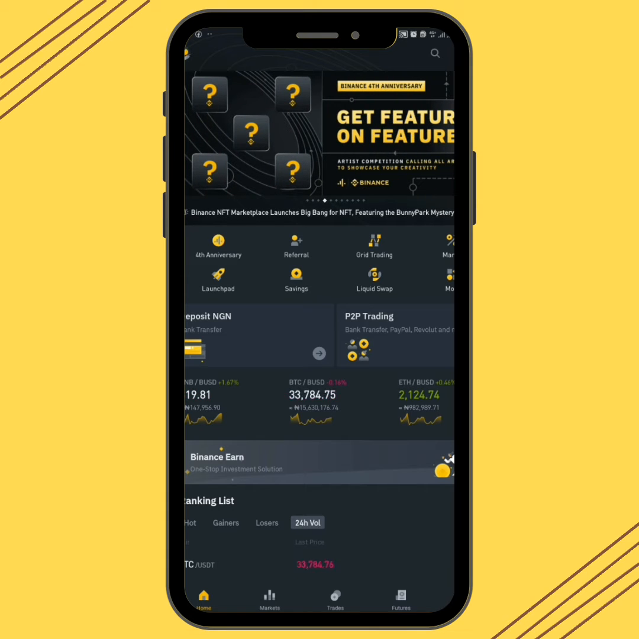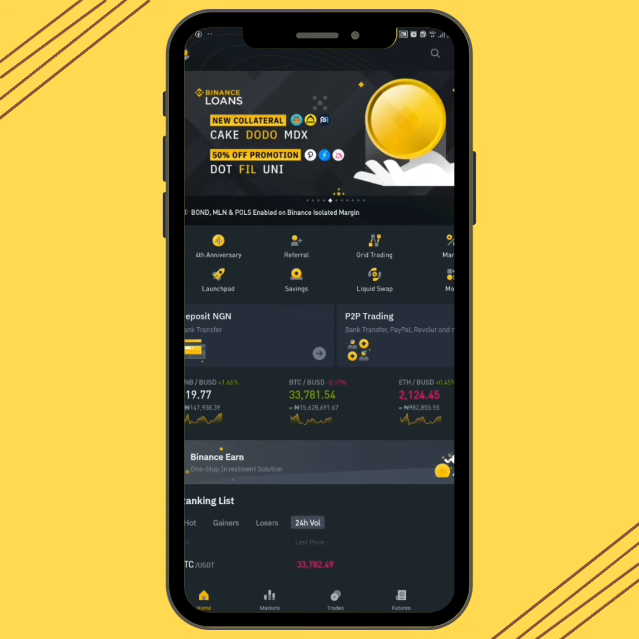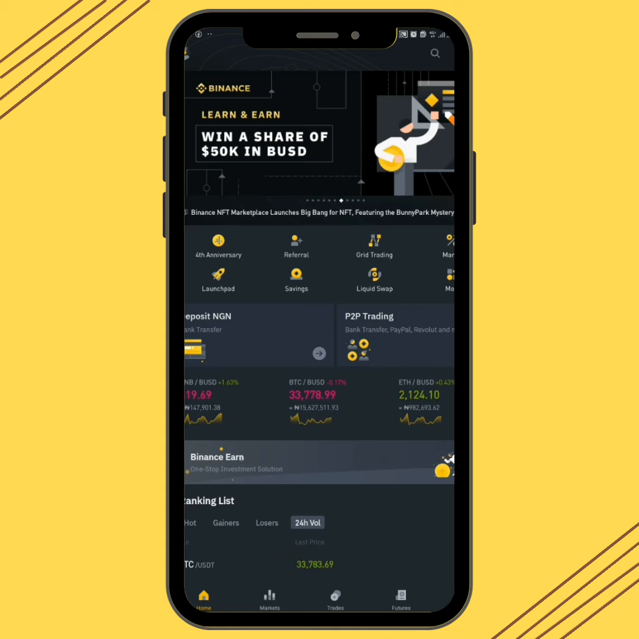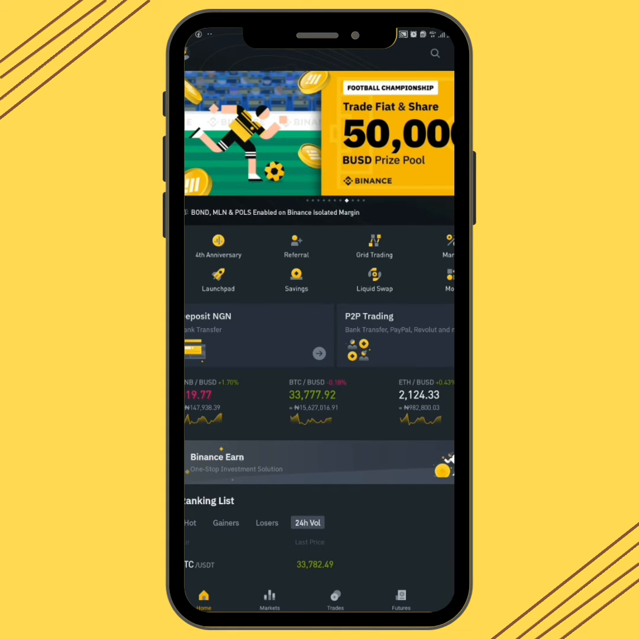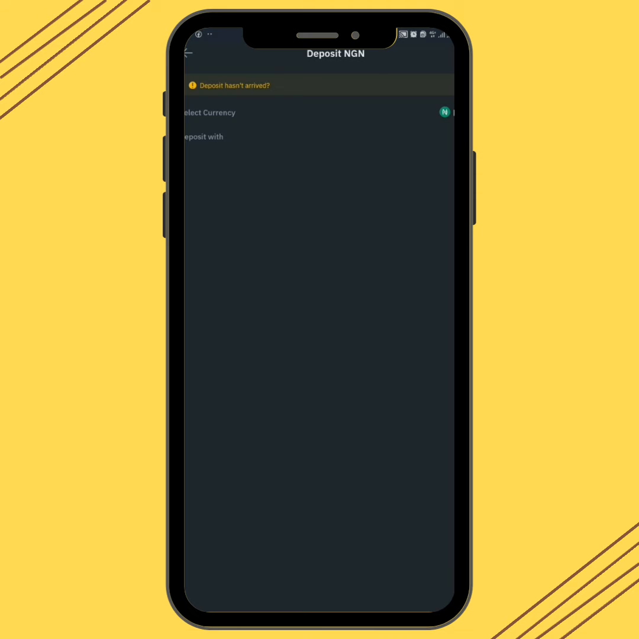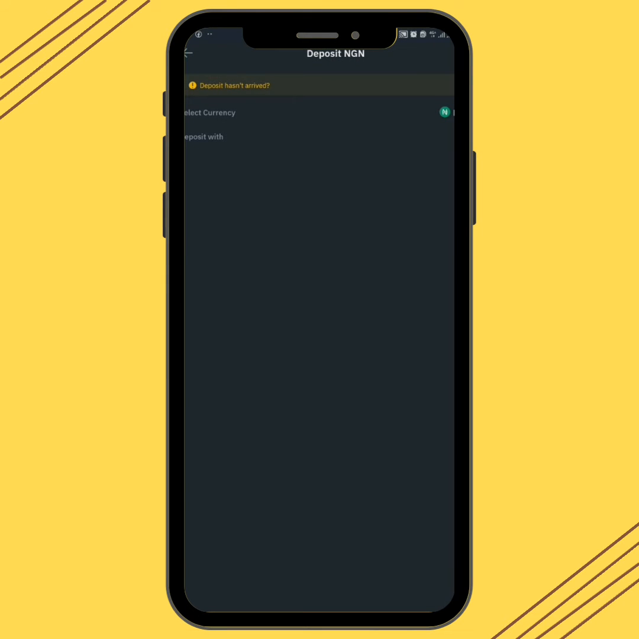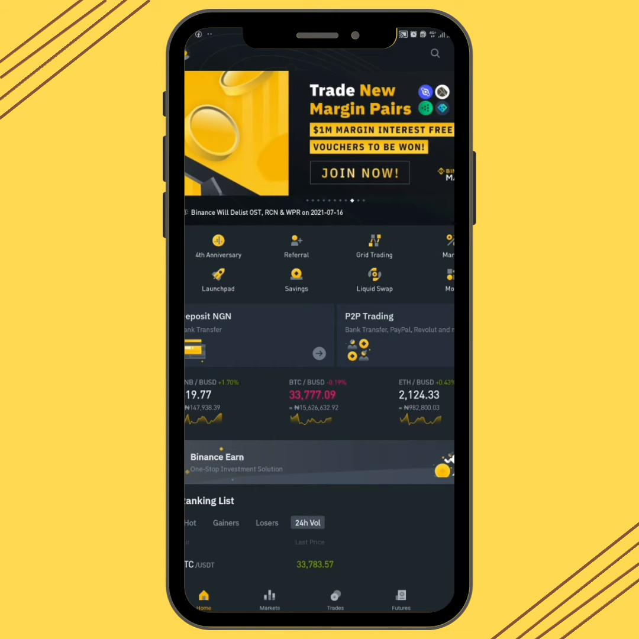And because of time, we may not be going in depth into all the features, but you see here deposit. So if you are in a country that allows deposits from your bank, you can click on deposit here, and you can change from currency to a lot of currencies. There's Turkish lira, there's euro, Kazakhstani tenge, Australian dollar, Brazilian real, Hong Kong dollar, and so many of them. So you choose one of these currencies which you want to use to pay, if you want to deposit with your card or from your bank. Then you see this P2P trading.